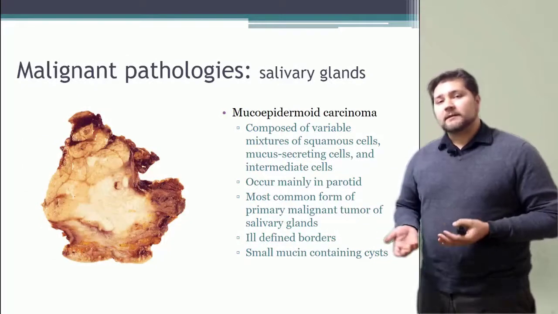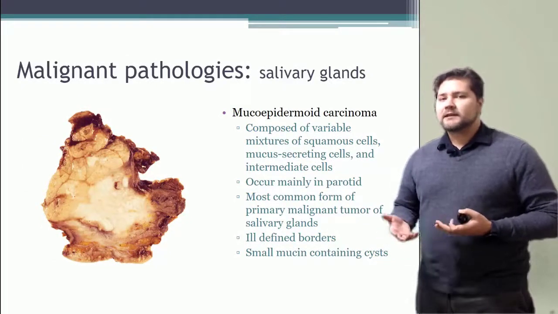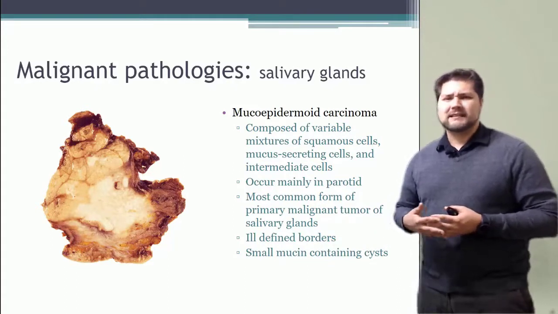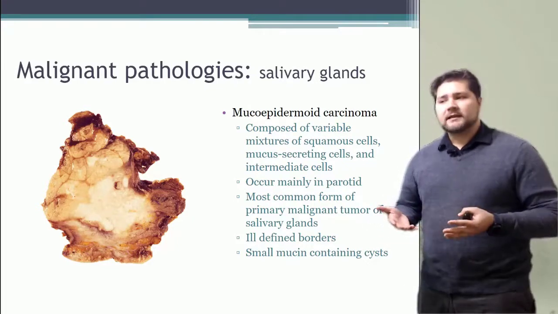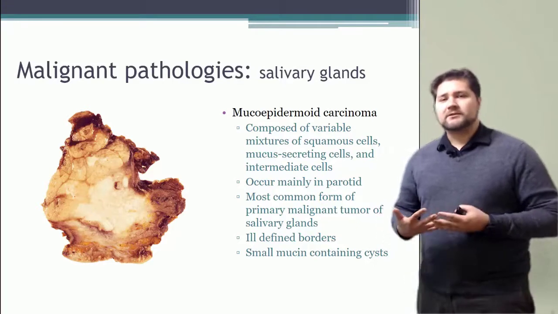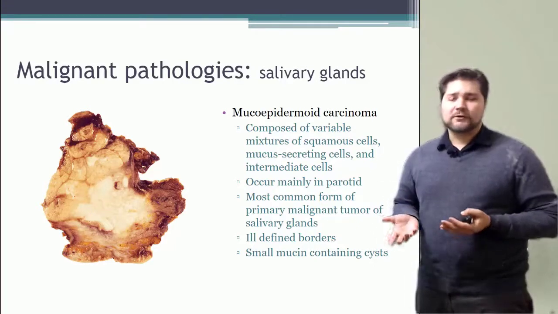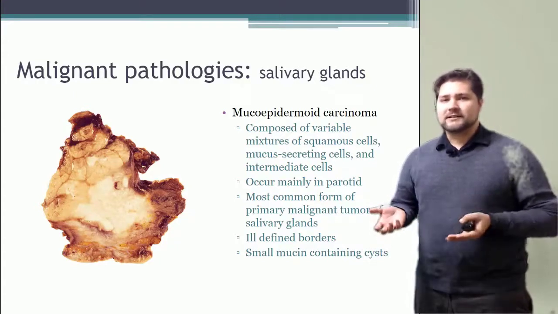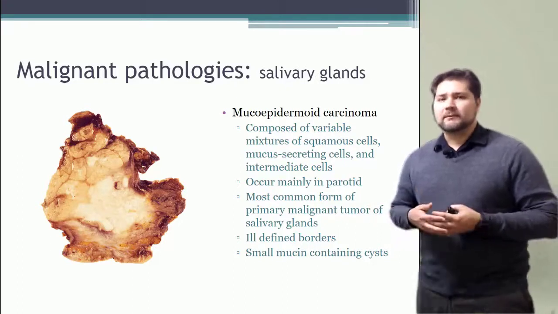So now let's take a look at malignant pathology, starting with mucoepidermoid carcinoma. This is the most common malignant pathology seen in the parotid gland, and usually in the salivary glands completely. And it does tend to have a higher incidence of occurrence in the parotid gland. This is going to be a tumor that has a mixture of cell types. So you're going to see mucus cells and squamous cells. This tumor is going to have ill-defined borders like we would expect with a malignant tumor, as well as mucinous cells and squamous cells mixed together with little cystic cavities made up of mucin deposits.